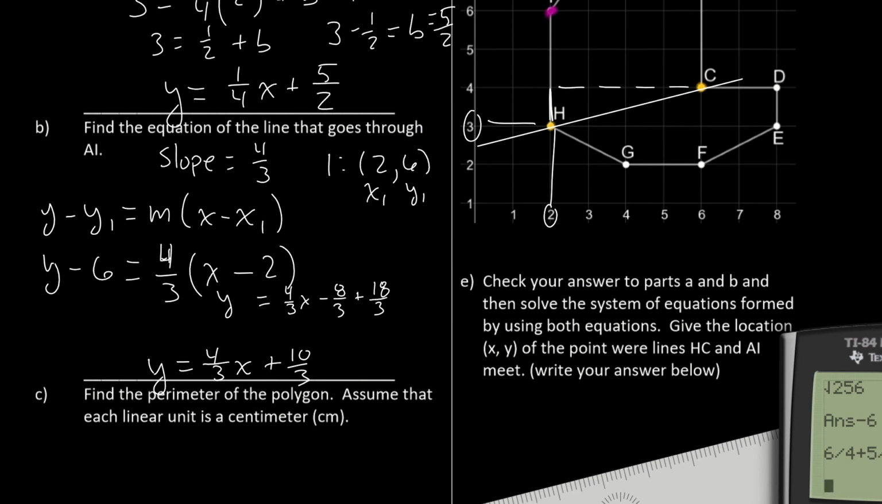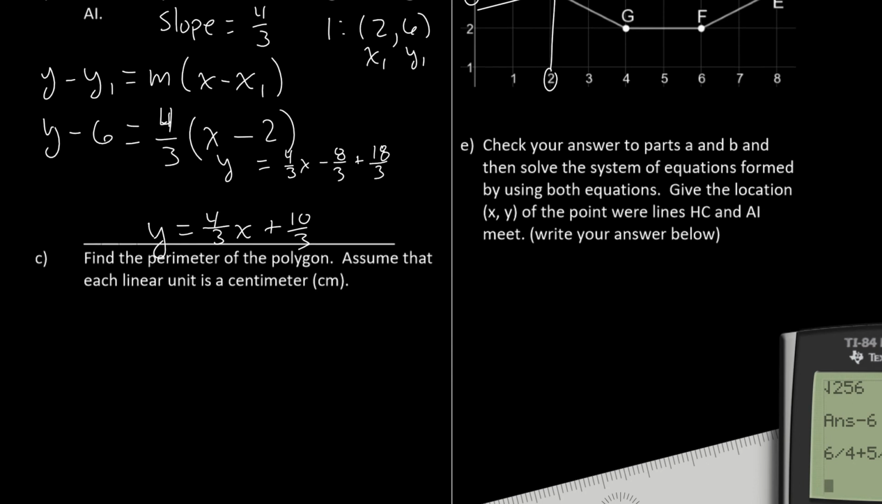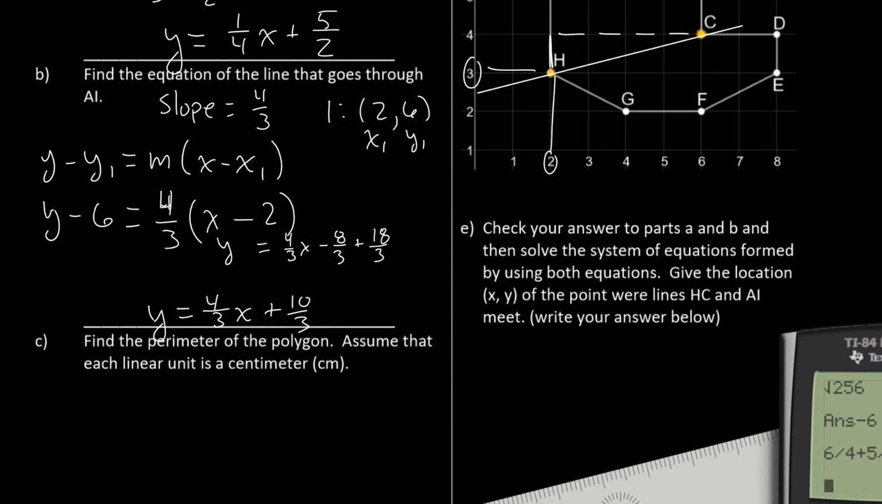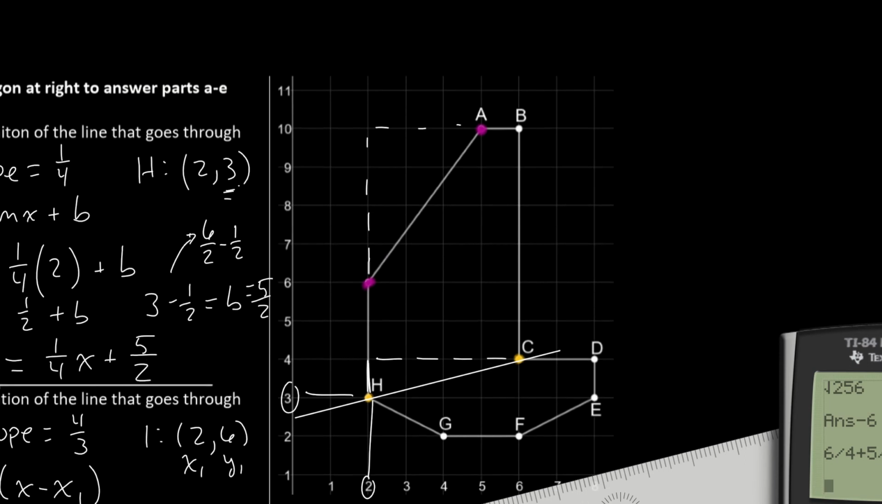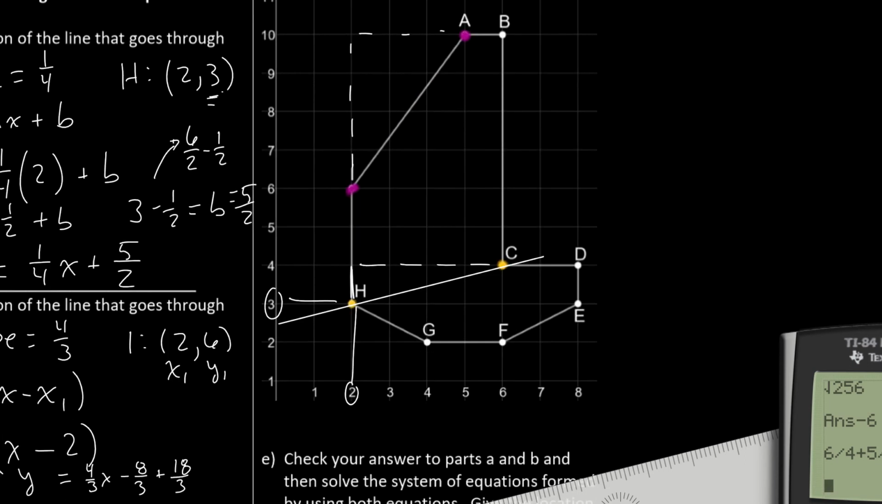Okay, so this is my answer. This is my second equation. This is the equation line that goes through AI. Moving along. And by the way, let's go to part C. It says find the perimeter of the polygon. Assume that each linear unit is a centimeter. So I need to find the perimeter.